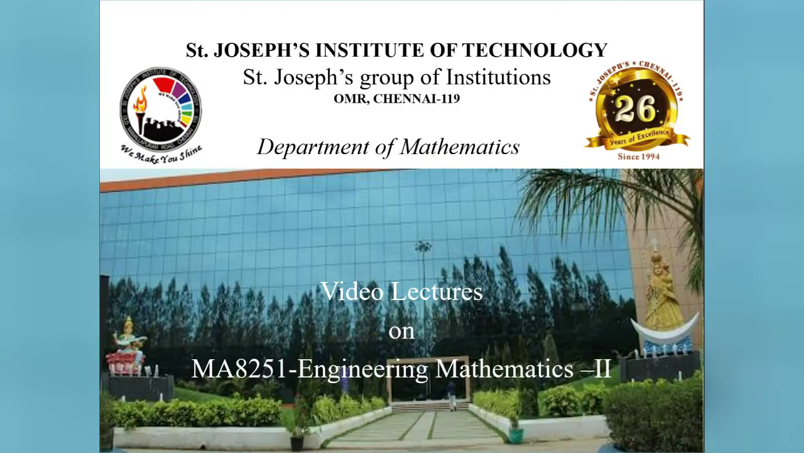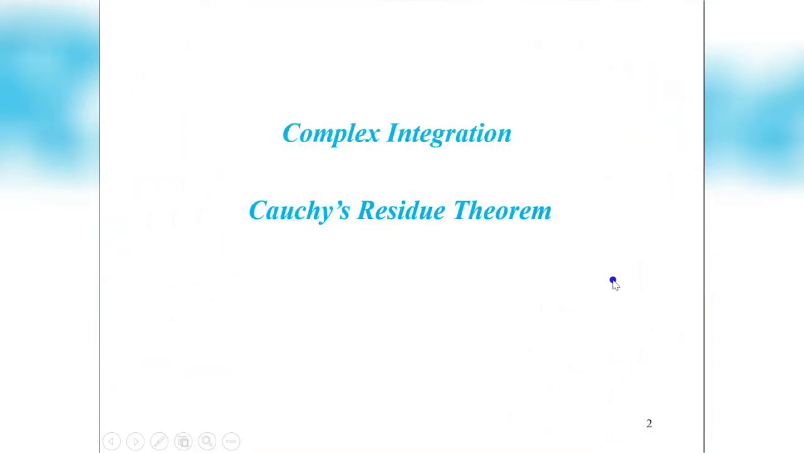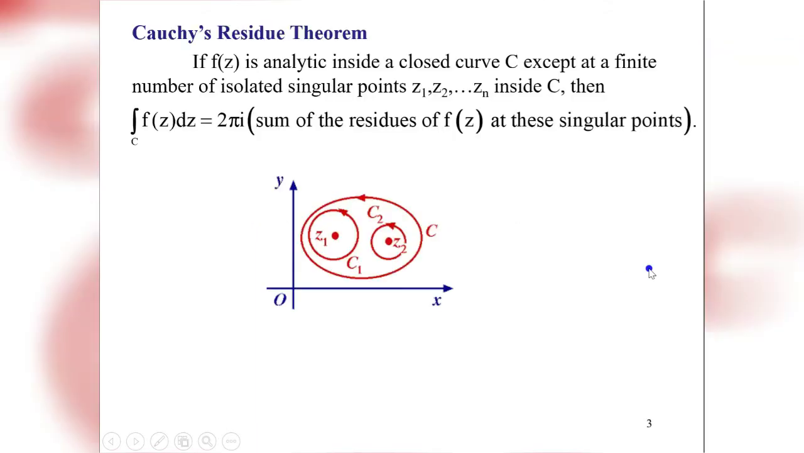In this video, we are going to see about complex integration, in particular Cauchy's residues theorem. Cauchy's residues theorem states that if f of z is analytic inside a closed curve C except at a finite number of isolated singular points z1, z2 up to zn inside C, then the integral over C of f of z dz is defined by 2 pi i times the sum of the residues of f of z at these singular points z1, z2, up to zn. So next we can see some of the basic things.